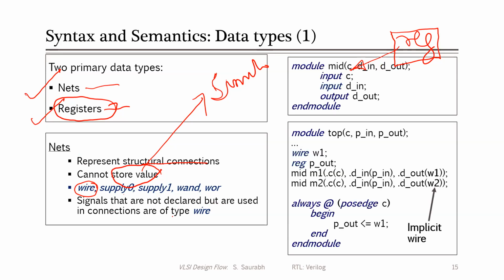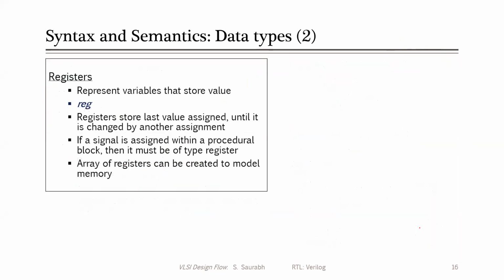Now, signals that are not declared but are used in connections are also of type wire. For example, if you write a module instantiation, and here you wrote w1, and w1 is declared, but w2 is not declared anywhere, then implicitly the tool will assume it to be of type wire, that is a 1-bit net. But it is always better to declare wires rather than allow the tool to implicitly infer them.